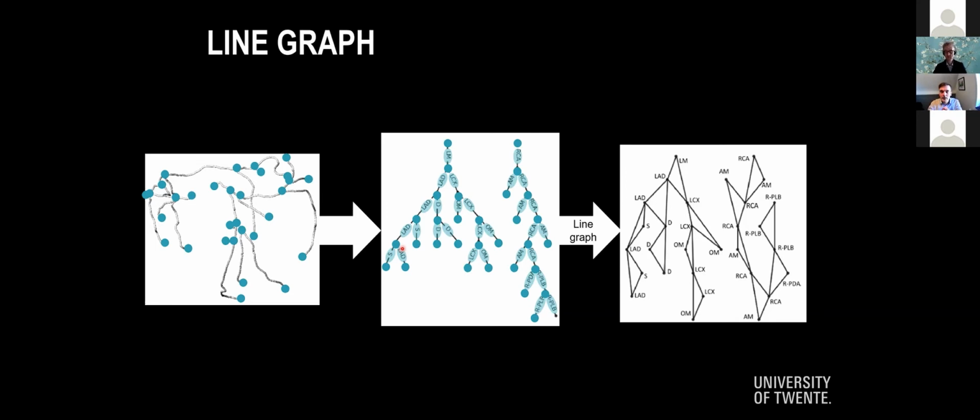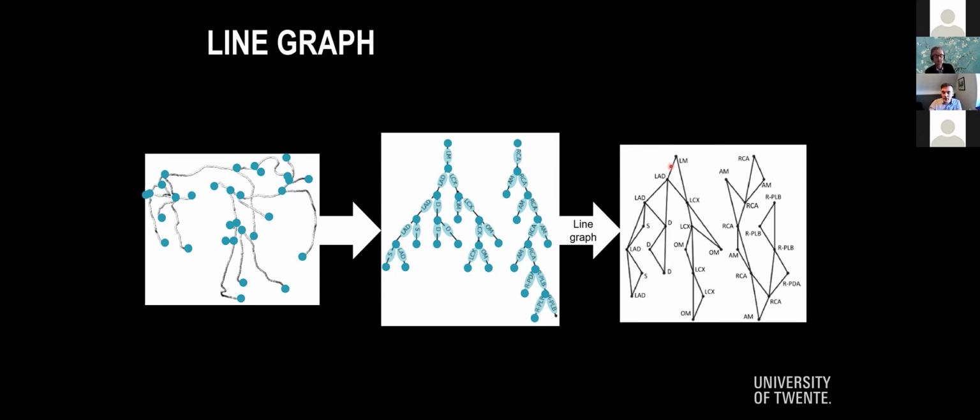So for each edge in the original graph, a node was placed, as you see here. And for each combination of segments or edges in the original graph, which was connected via a node or a bifurcation in the original graph, an edge was added. So that's why this looks a bit weird, this graph on the right. But the benefit of using this line graph is that we can now perform a graph convolutional network with the segments as the actual vertices.